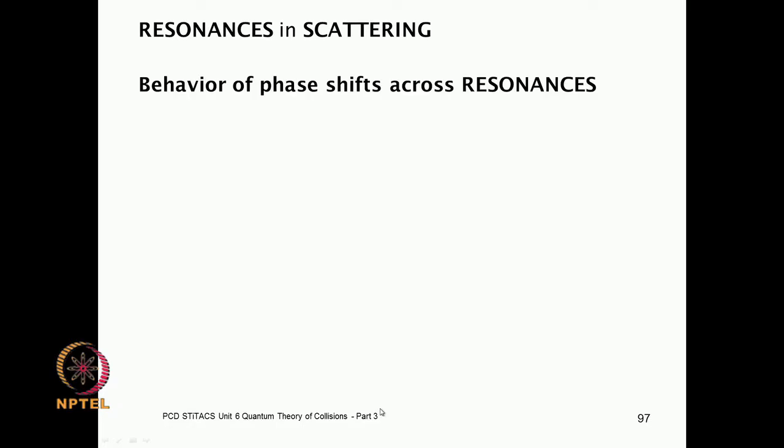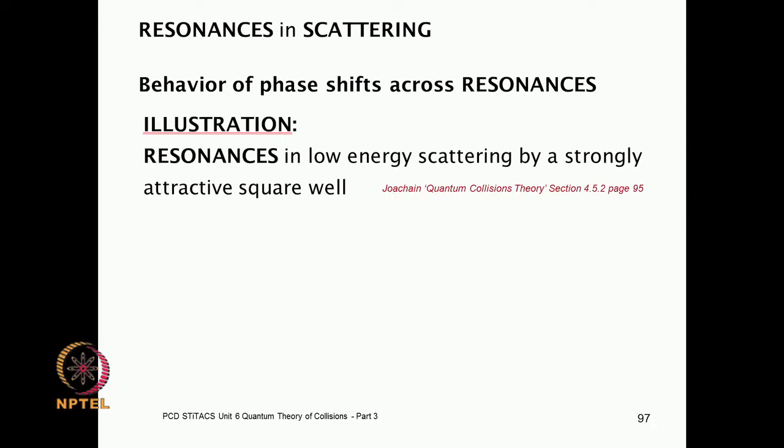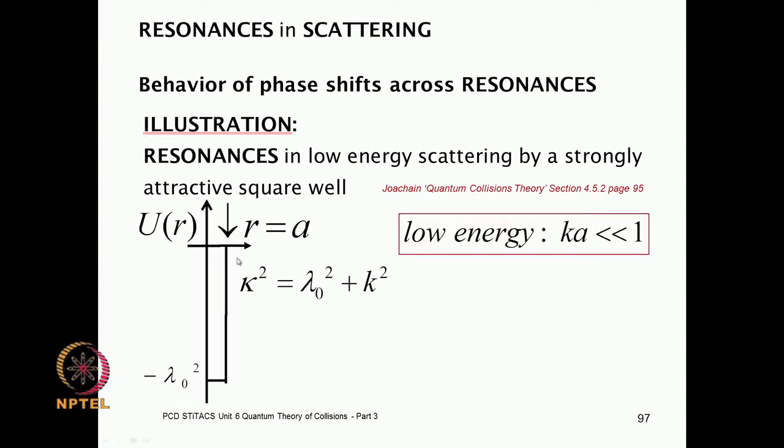So now we will consider the behavior of the phase shifts across the resonance, and we will take the example of a strongly attractive well. So you have got a well which is strongly attractive, which is why I show it by what looks like a deep well, just to indicate that it is strongly attractive. The strength of course depends on the depth as well as the range of the potential, but here only to indicate that we have a strongly attractive well. And we have used these relations earlier, so you define kappa square, which is the sum of lambda 0 square and k square, where k square is the energy of the projectile. It is actually h cross square k square by 2m, but essentially k square is a measure of the energy.